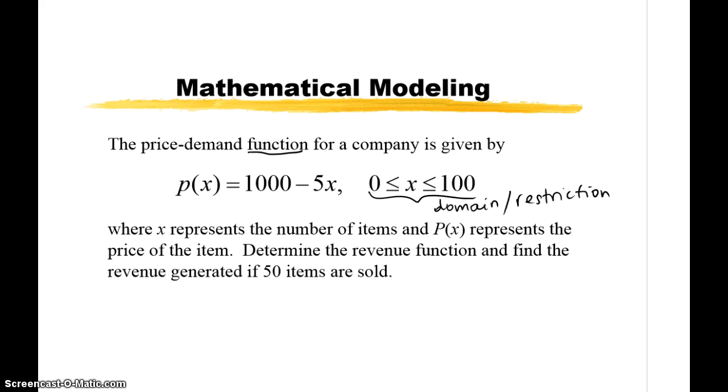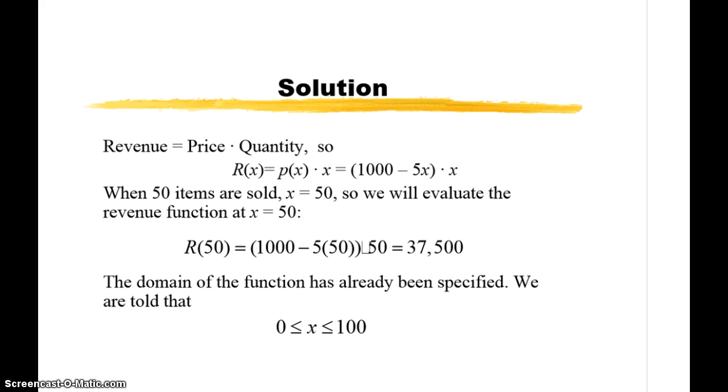Okay, and what does x represent here? It's the number of items, and P of x represents the price of the item. It says determine the revenue function and find the revenue generated if 50 items are sold. So the revenue function is going to be one of the most important functions in this class. It's going to be denoted with R of x, and as you'll see on the next slide, revenue is given by price times quantity. That's the magic formula that you need to know. So make sure you put this on an index card or start a sheet of formulas that you're responsible for. That should be one of the top ones.